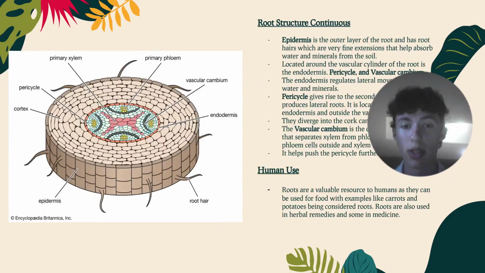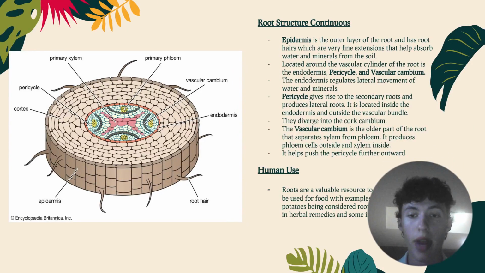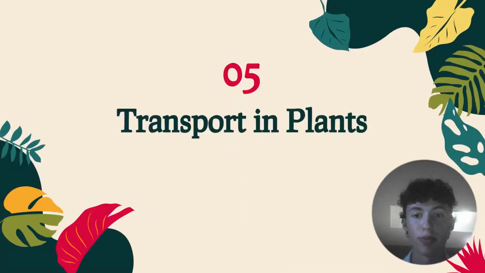So for human use, roots are a valuable resource as they can be used for food. Carrots are basically considered a root, potatoes are considered a root, right? And also in teas, herbal remedies, and even in medicine sometimes, roots can be helpful and be found in there. So that's for human use.